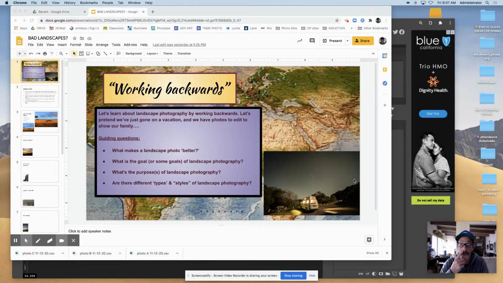We took some pictures and we're going through them, trying to figure out which are better landscapes, which photos are actually even landscapes, and maybe philosophize a little bit about what is the purpose of landscape photography and landscape art in general. Like, why do we make pictures of the landscape or seascape or cityscapes, right? And as we go through editing decisions, we're really addressing these questions that are on the slide right here.